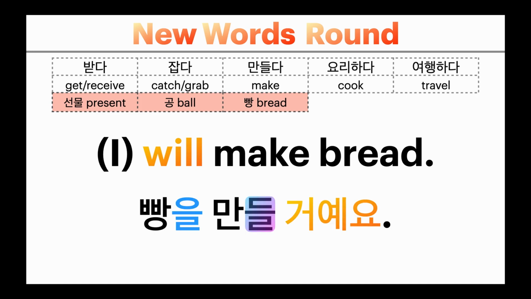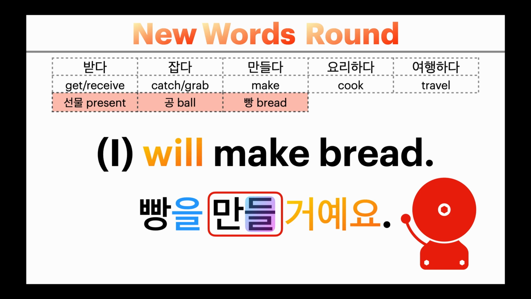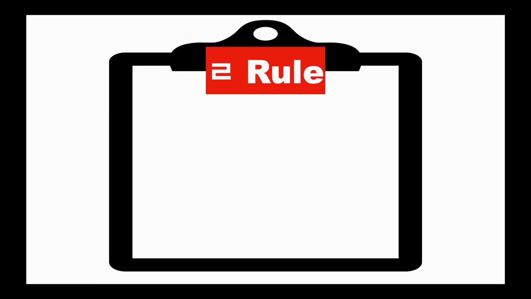빵을 만들 거예요. Wait a minute. 만들 거예요. Shouldn't it be 만들을 거예요? Actually, no. Welcome to your first exception.